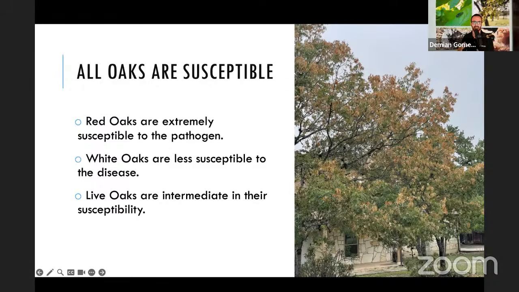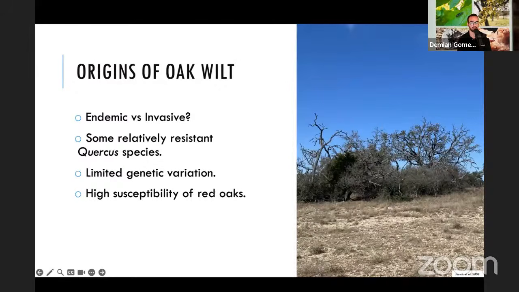White oaks, on the other hand, are less susceptible to the disease. However, they are not immune to infection. They can get infected and they can show mortality as well. Live oaks, on the other hand, are in some sort of intermediate state in their susceptibility, and they are seriously affected because they have a lot of interconnected roots across the landscape, and we're going to be talking about that in a little bit. But these are a group of trees that in places like Texas is highly relevant in terms of oak wilt.